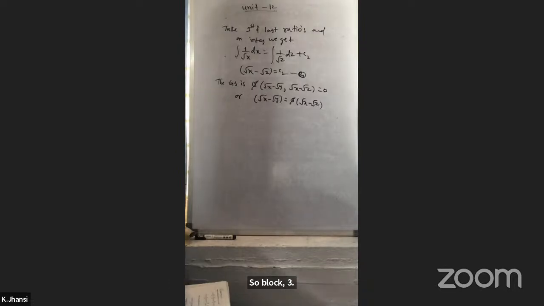Page number 133, 7.4.2. This is the 5 marks question. 7.4.3. Next page, 134, Check your progress 5.